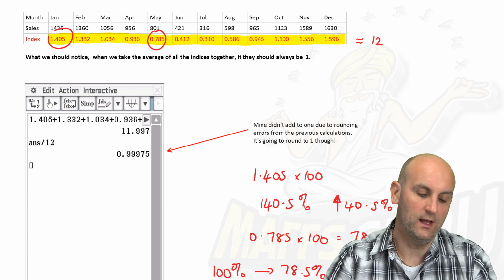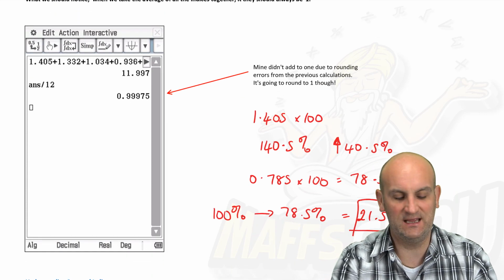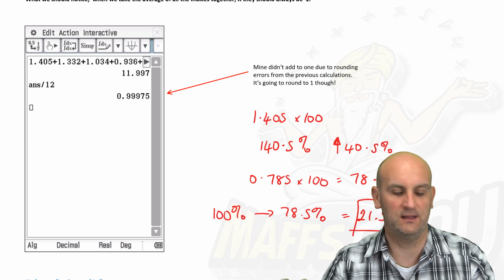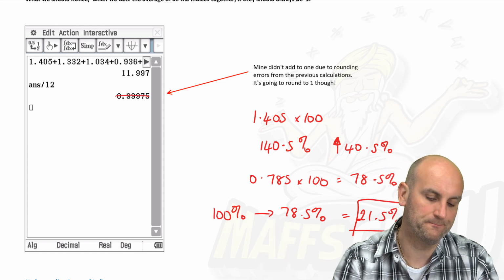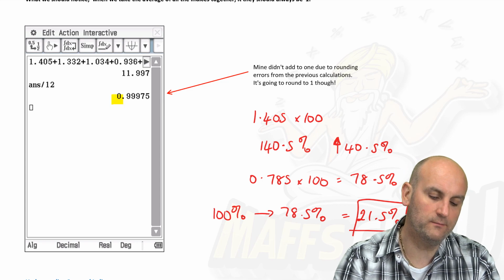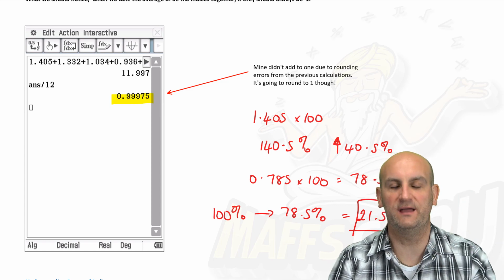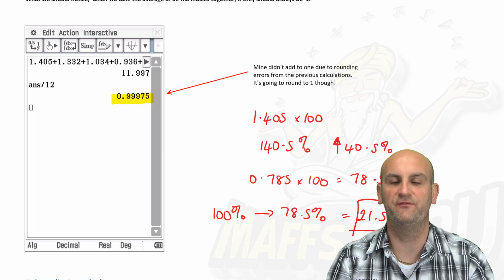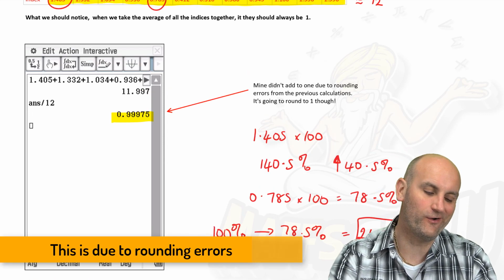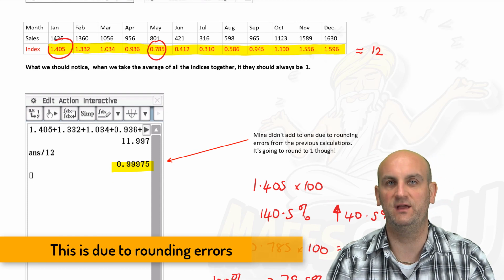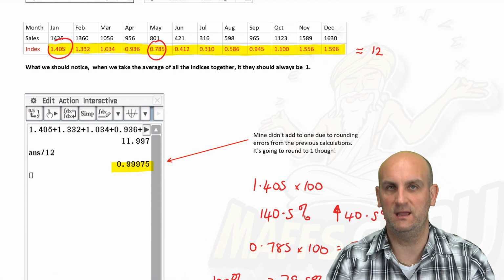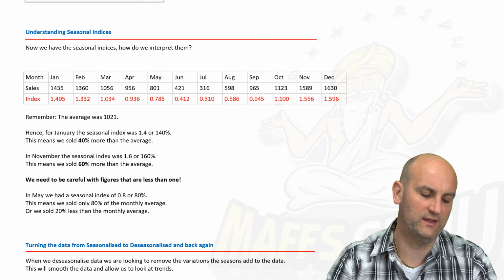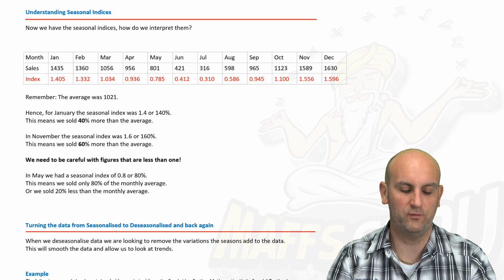Okay, so what does this screen here mean? Basically, it's saying if you add all those values together and divide by how many there are, it should equal 1. Why? Because all of the averages should add to 1. The problem is we get 0.99975. Why? Because we rounded all of these figures, and so we had a bit of an issue. So just realize that when we add all those together, they should add to the number of data items and life will be good.